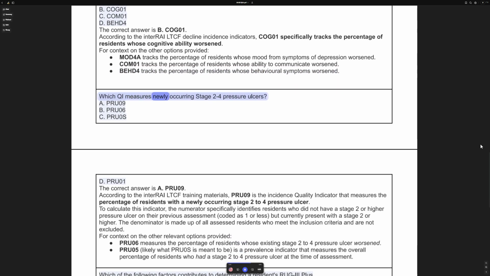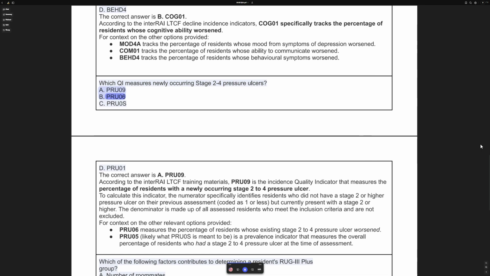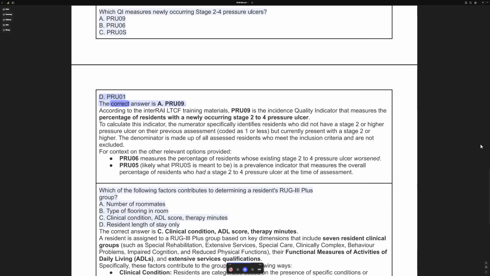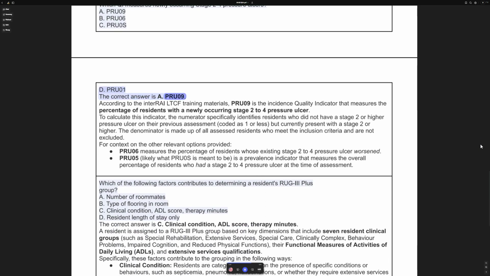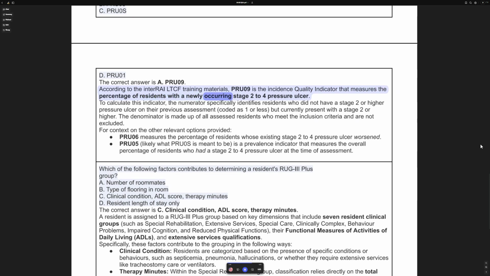Which CHI measures newly occurring stage 2 to 4 pressure ulcers? A. PRU-09 B. PRU-06 C. PRU-05 D. PRU-01. The correct answer is A, PRU-09. According to the Inter-RAI LTCF training materials, PRU-09 is the incidence quality indicator that measures the percentage of residents with a newly occurring stage 2 to 4 pressure ulcer.